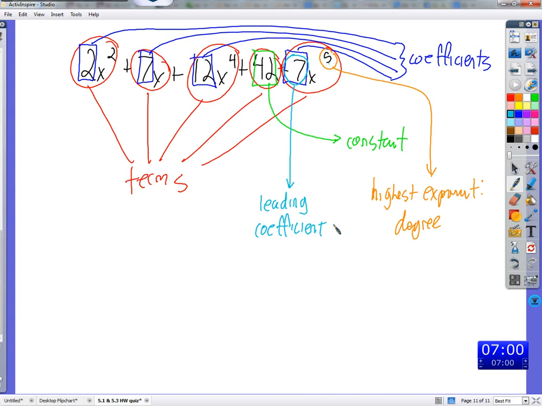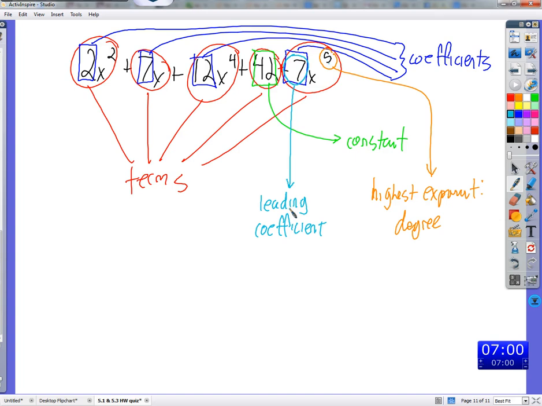Okay. We've got terms. All of them are terms. This one is the constant term. These are all variable terms. All these guys that are multiplied by the variables are called coefficients. The one with the highest degree, the highest power, is called the leading coefficient. So what's the leading coefficient of this polynomial? Negative 7, very good.